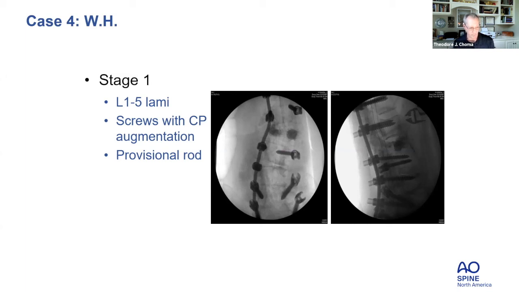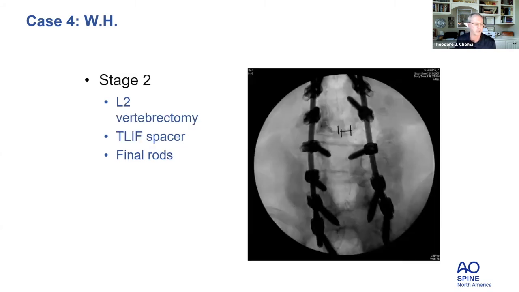And then at that point, she had enough surgery for the day. And so I placed a provisional rod, and then we brought her back in a stage 2 in the same hospitalization. And I finished off a subtotal vertebrectomy of L2. You can see the only thing that was really left was the cement from her kyphoplasty on one side, and then I placed a PEEK spacer through the transpedicular route, and then placed my final rods.